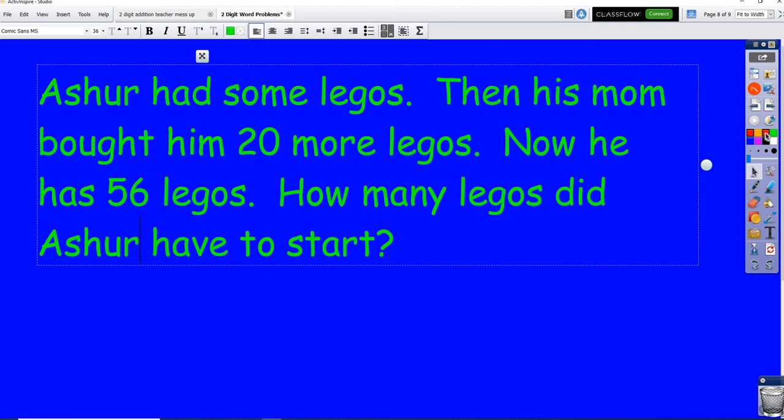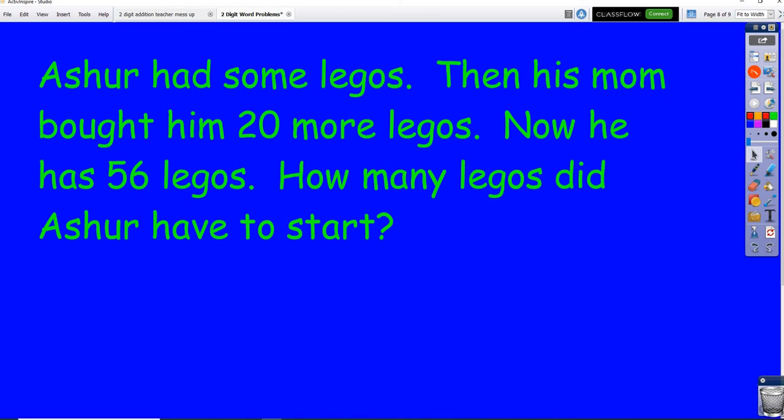So, okay, he had some Legos. I don't know how many he had because it just says some. So I'm going to draw one of those boxes because I don't know. And then his mom bought him 20 more. 20 more means add. We're going to add. And I know that now he's got 56. That's my answer. He's got 56. But I don't know how many that he started with. That's what I'm trying to figure out.